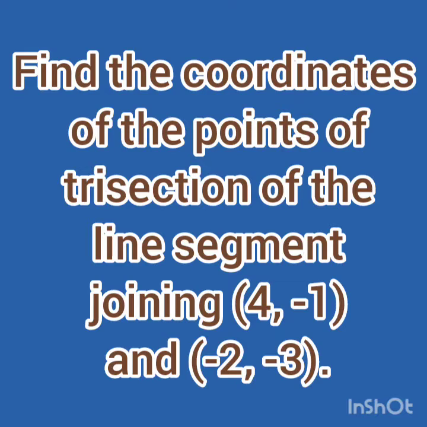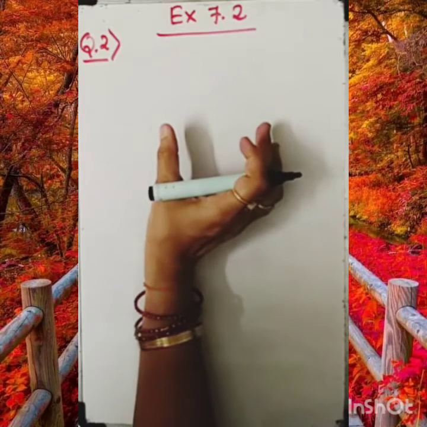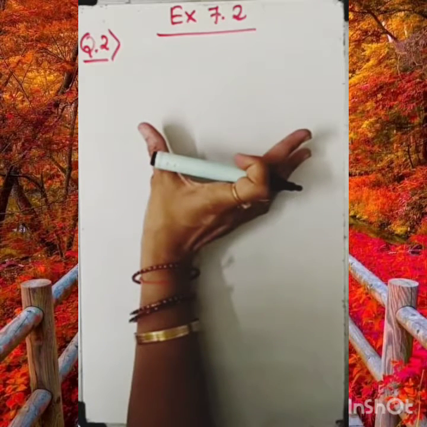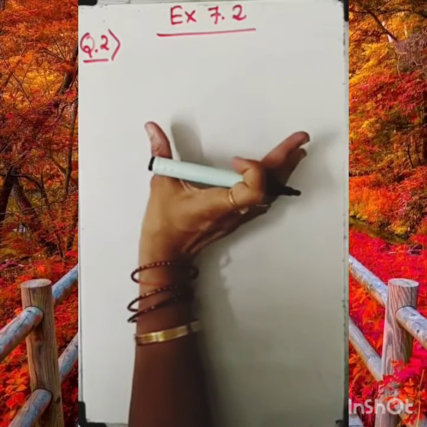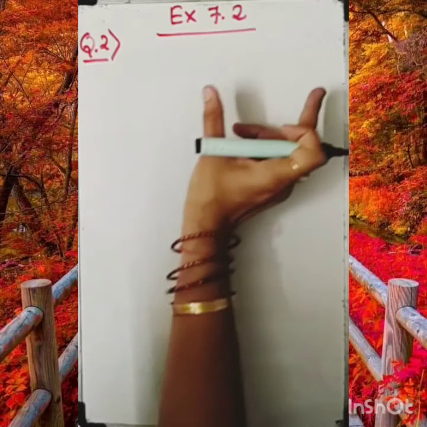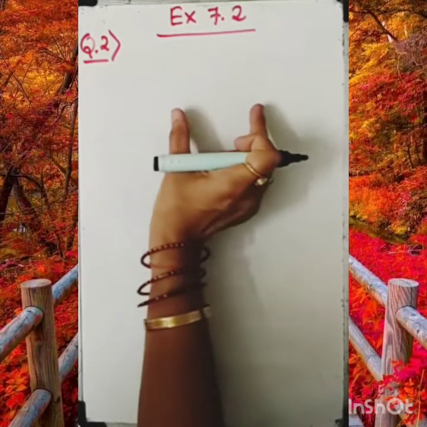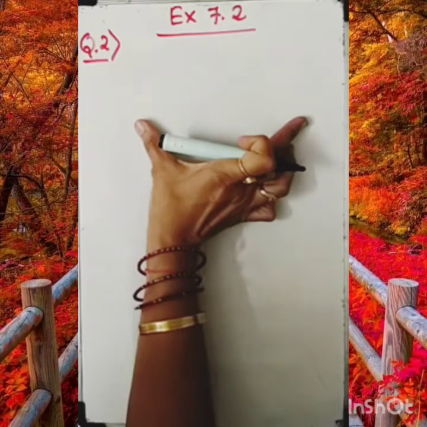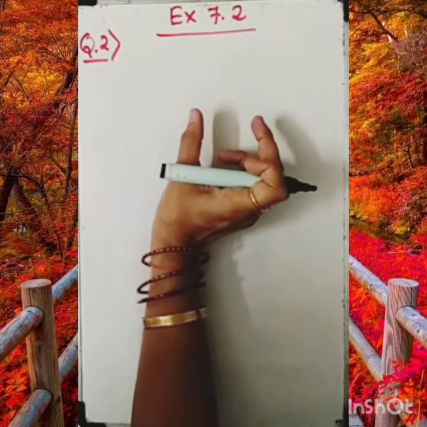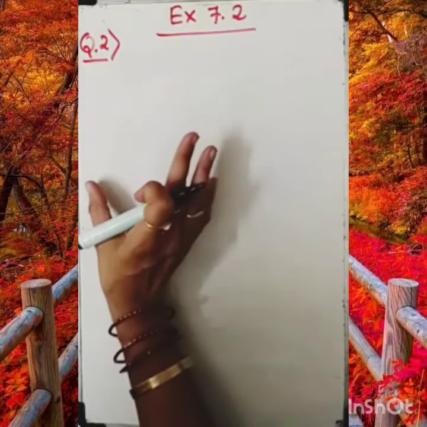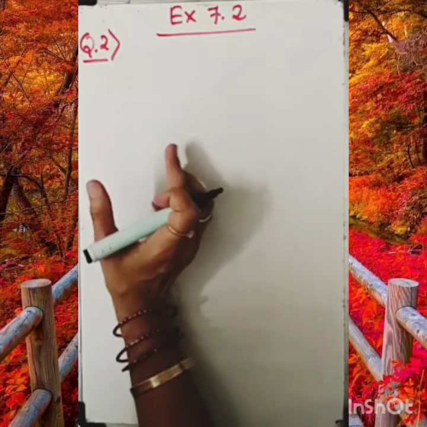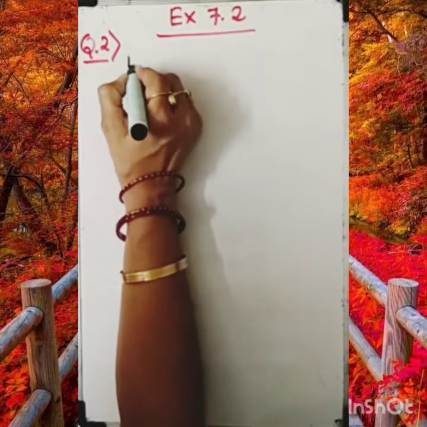I request my dear student, in the question we are given one line segment. Let me call the line segment AB. First of all, we need to write the two points which lie on the line segment AB, that is, I am considering point P and point Q. So first of all, the solution, let's begin.